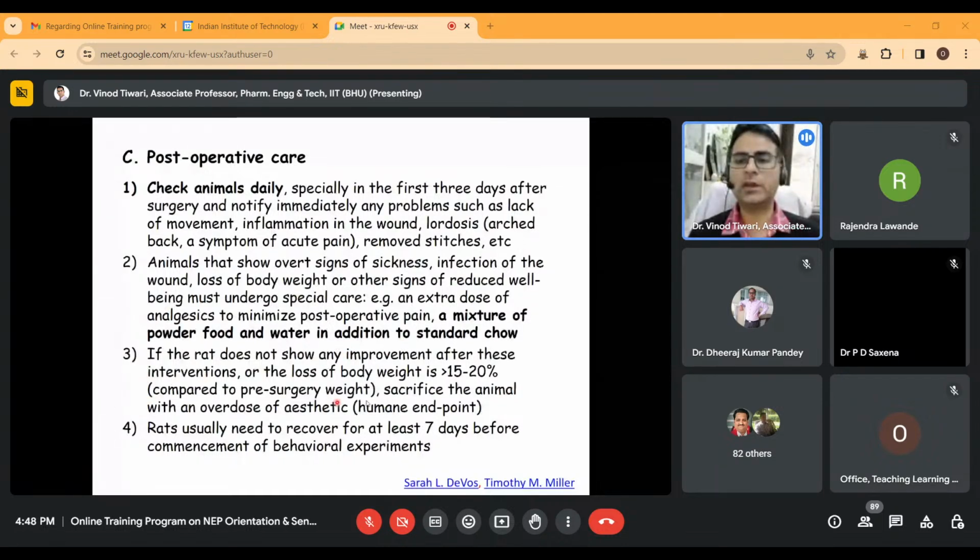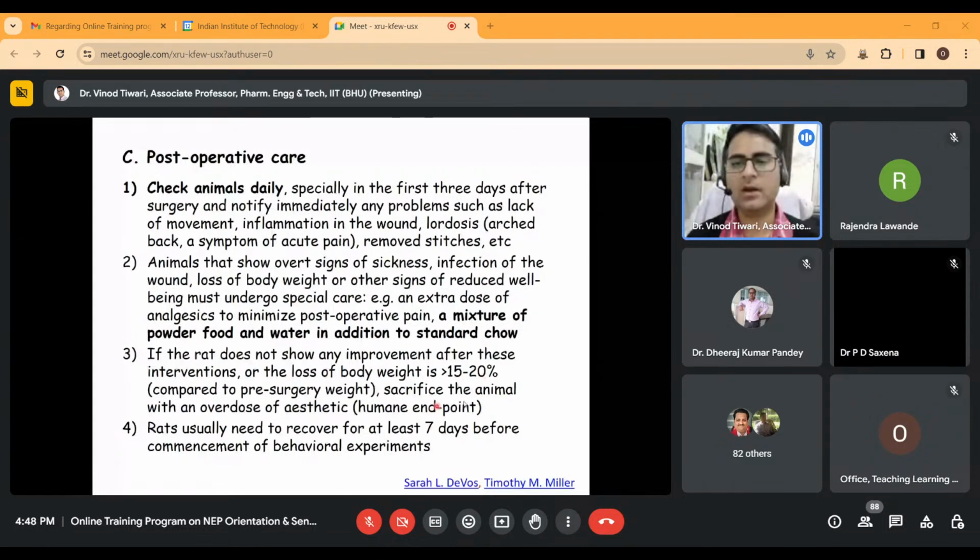And what if the rat doesn't show any improvement after these interventions? कई बार ऐसा होता है कि animal बहुत ज़्यादा बीमार है, बहुत ज़्यादा infected है, so you won't see any improvement. Or loss of body weight is more than 15 to 20%. That means if the body weight of the animal was 300 grams and the animal has lost almost 60 grams, which is 20% of its original body weight. In that case, that means animals are severely sick.